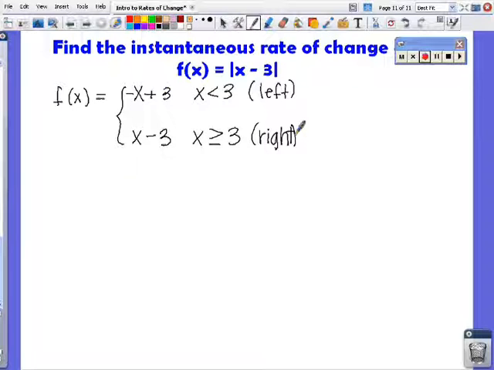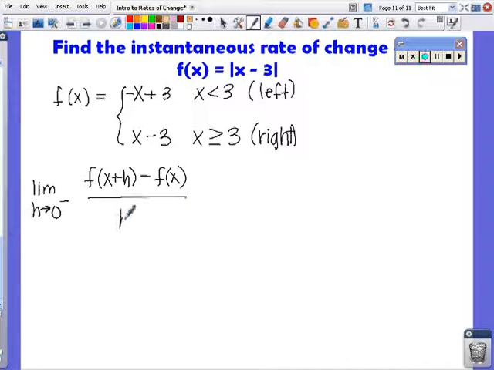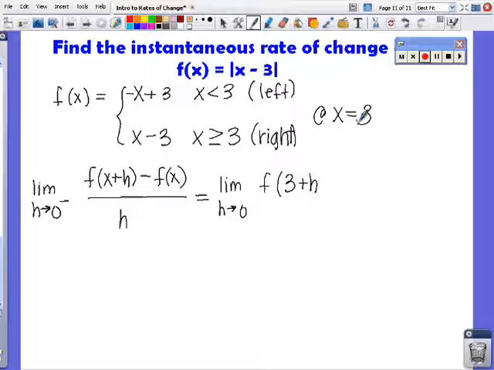So what we have to do is we have to find the limit as h goes to 0 from the left side first of f of x plus h minus f of x over h. So what that means is we're going to find the limit as h goes to 0 of f of 3 plus h, because we're trying to find this at x equal to 3, minus f of 3 over h. Now at x equal to 3, we already know y is 0. You can tell that by substituting in the value or looking at the graph. The issue is right here.